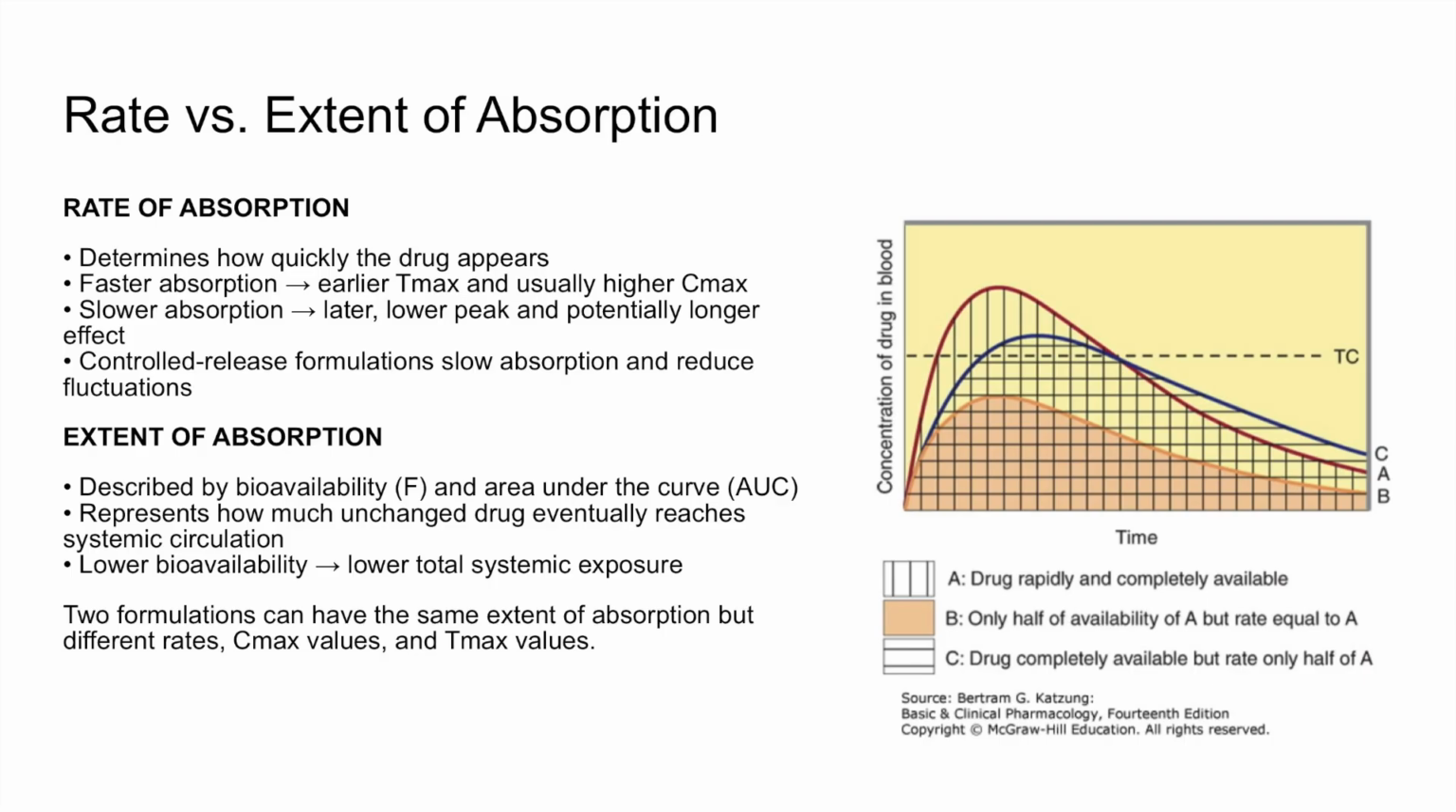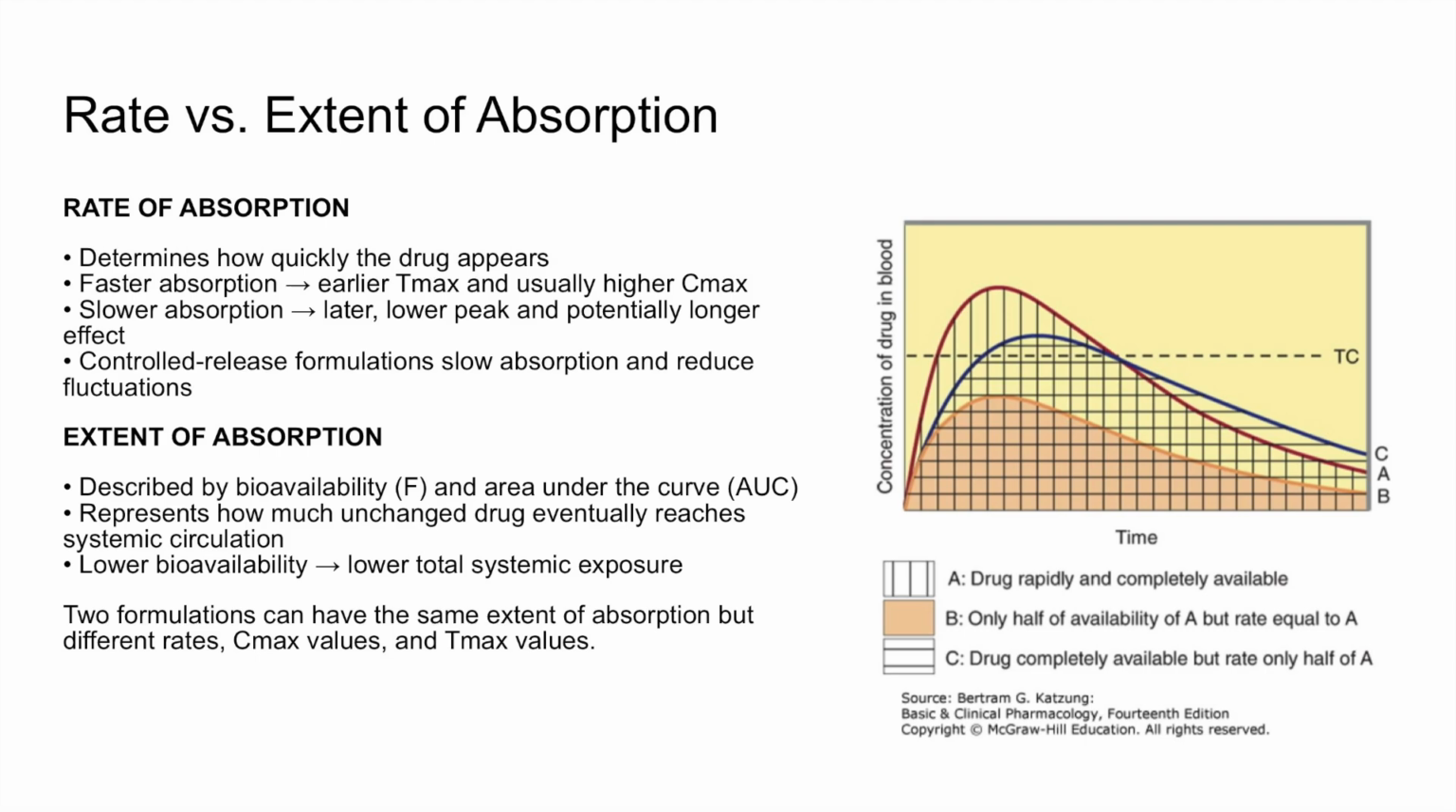The extent of absorption describes how much unchanged drug ultimately reaches systemic circulation. It is reflected by bioavailability and the area under the concentration time curve, or AUC. The concepts are related but distinct.